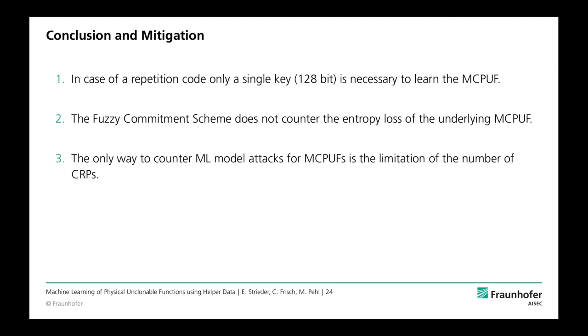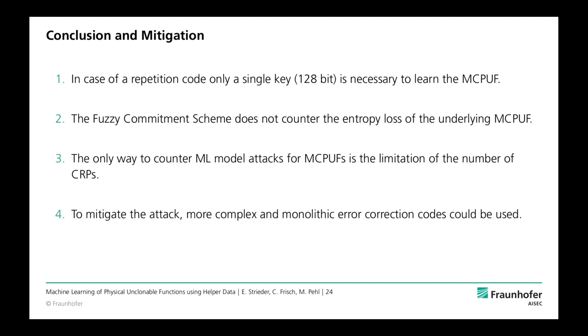Given that the puff is not perfect, we think that the only way to counter such machine learning attacks is the limitation of the number of challenge response pairs. Another approach to mitigate this attack could be the usage of more complex and monolithic error correction codes. These codes lead to more XORs in the XOR equations and therefore more nonlinearity, which is harder to learn for a machine learning model.